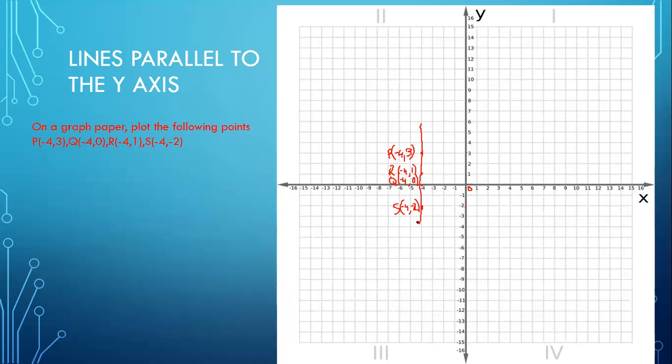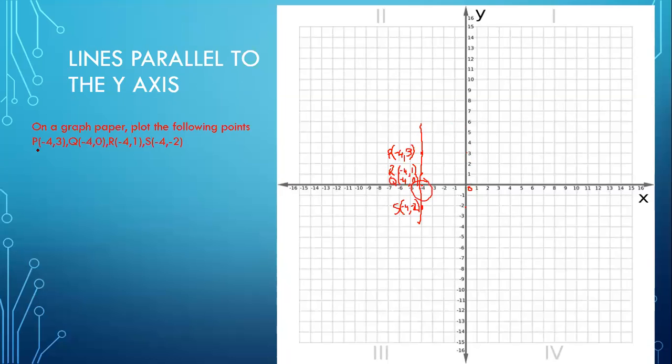See, if you will notice, after joining these points, we can see that all the points are collinear, right? And this line is parallel to which axis? This line is parallel to the y-axis. Can you see over here? This is the y-axis and this line is parallel to the y-axis. And all these points have x coordinate as minus 4.